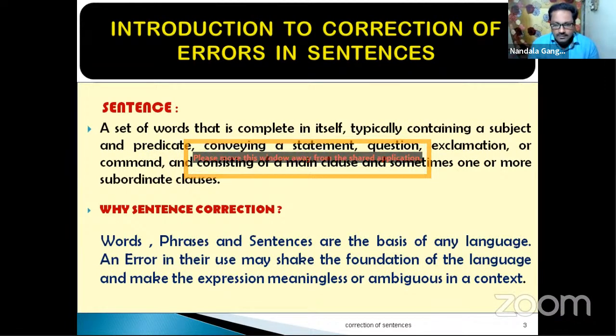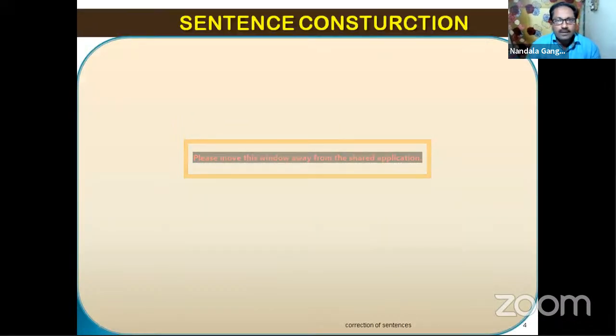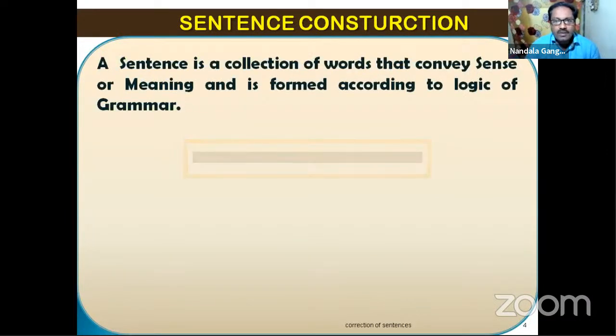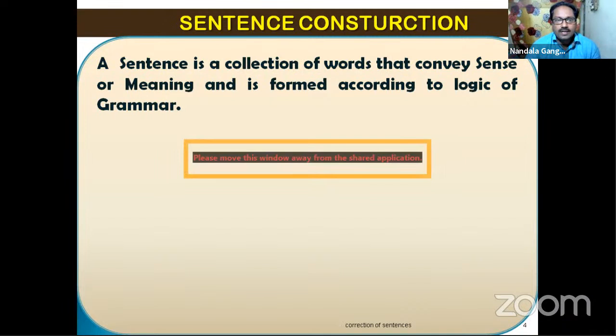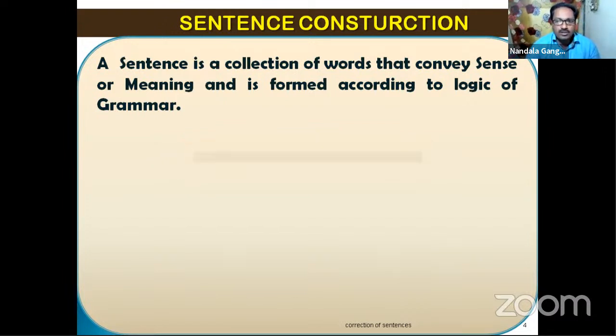What are the rules to be followed in sentence construction? A sentence is a collection of words that convey sense or meaning and is formed according to the logic of grammar. The words may be parts of speech, and their proper arrangement should convey sense and meaning. And these sentences are always formed according to the logic of grammar.